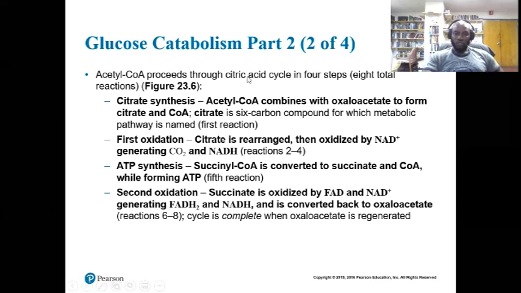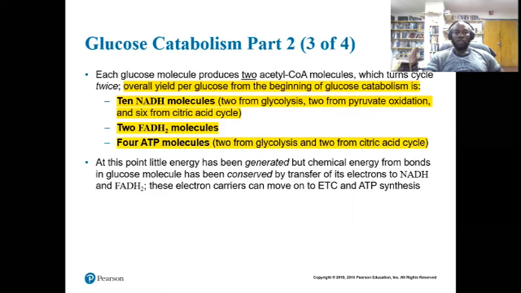So you start off with this acetyl-CoA, which combines to form the citrate and CoA. You have an oxidation that takes place. Then we start ATP synthesis. Then we have another oxidation that takes place. Each glucose molecule produces 2 acetyl-CoA molecules, which cycle twice, and your yield is 10 NADH molecules.